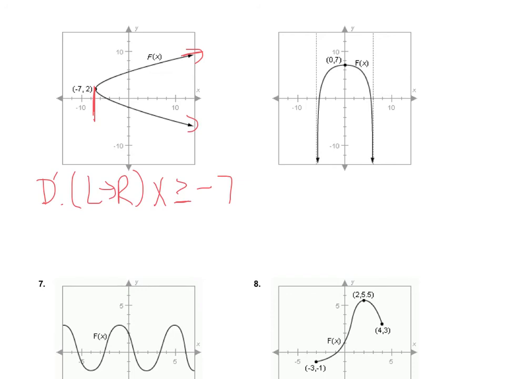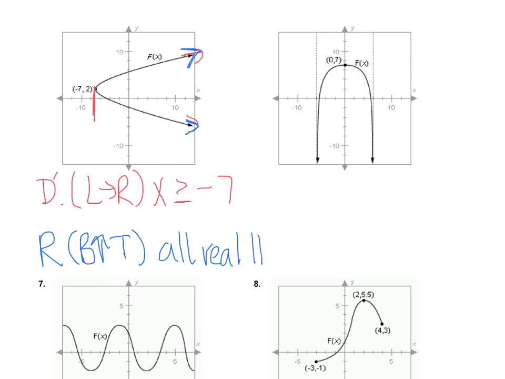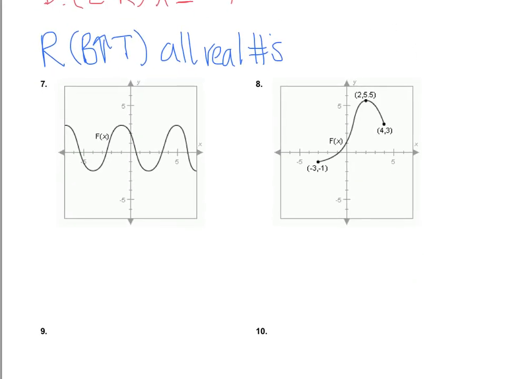For our range, again, we read from bottom to top. Well, the bottom of my graph is here, there's an arrow. The top of my graph is here, there's an arrow. That means it's going to go on forever, so it's going to be all real numbers. Okay, looking at 7.